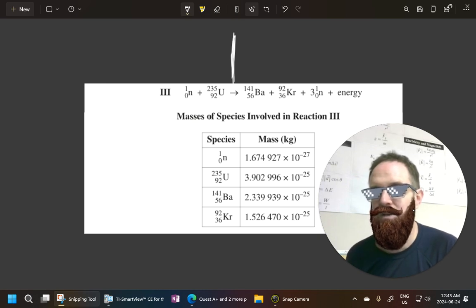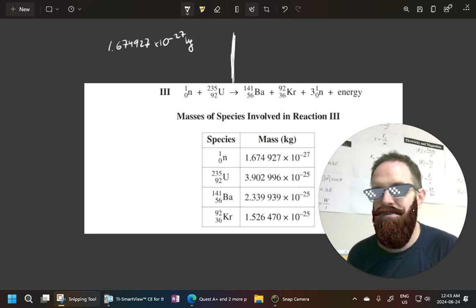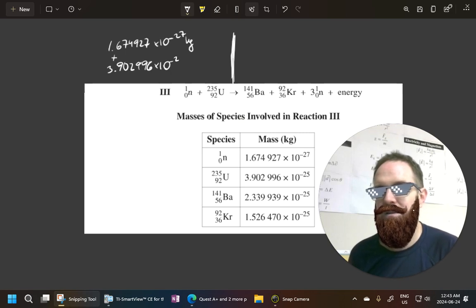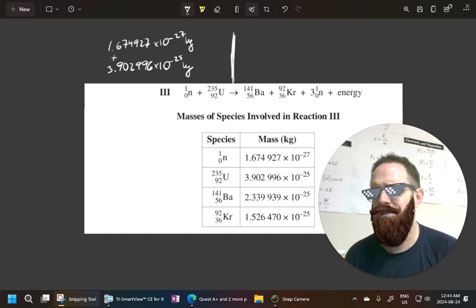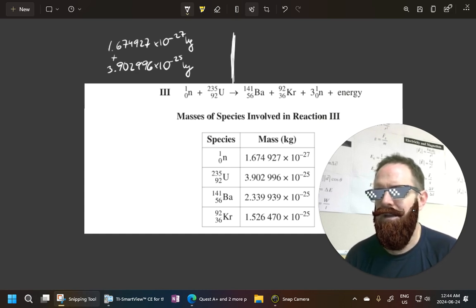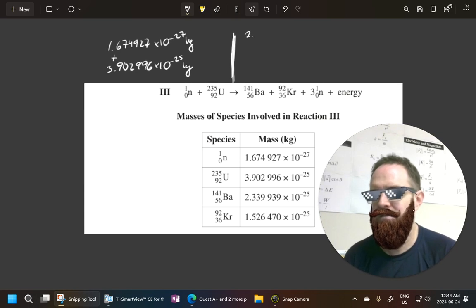So I'm going to take 1 neutron, 1.674927 times 10 to the negative 27 kilograms. That's 1 neutron. I'm going to add in a uranium here, 3.902996 times 10 to the negative 25 kilograms. And that's going to be my total mass before. Then I'm going to look at my mass afterwards. I'll put it over here. Okay. And I can see that this is 1 barium. So I'm going to add in a barium.